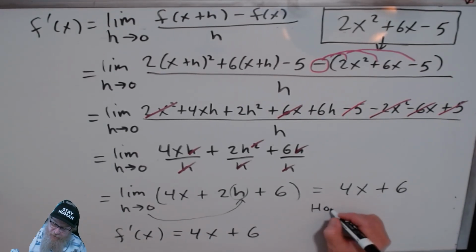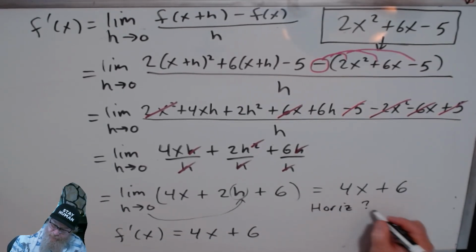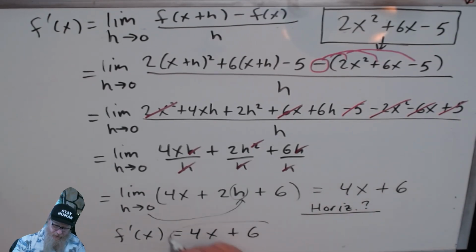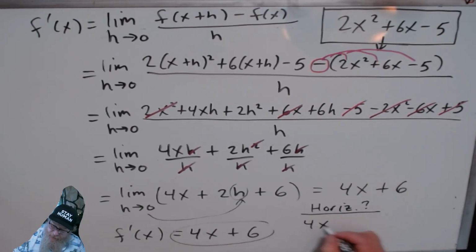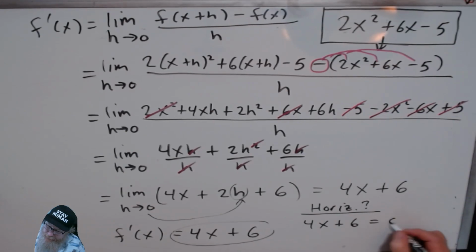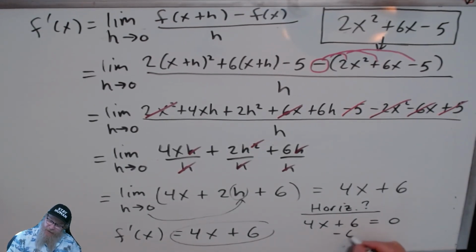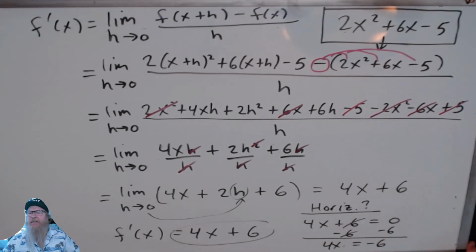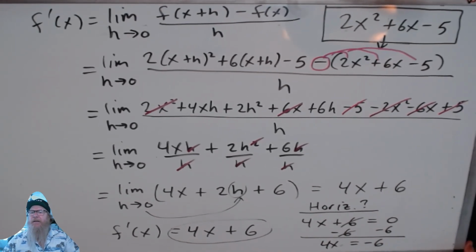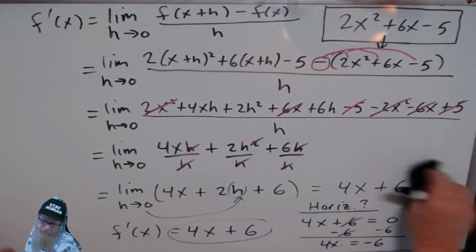So horizontal, we want to find when it's horizontal. We just set this thing equal to 0 and solve for x. So minus 6, minus 6, 4x equals -6.